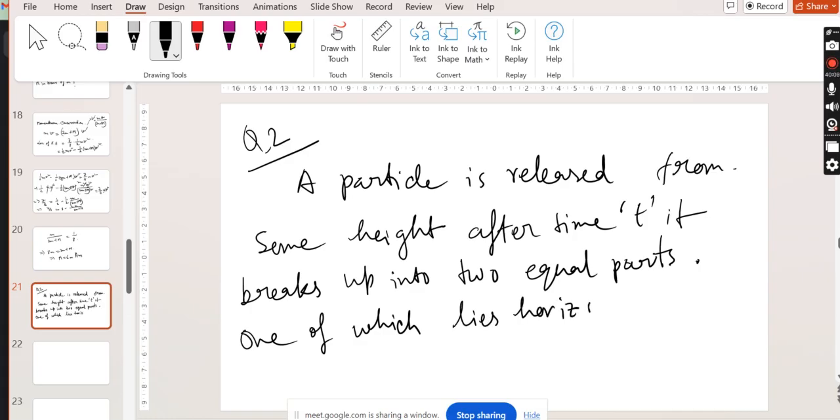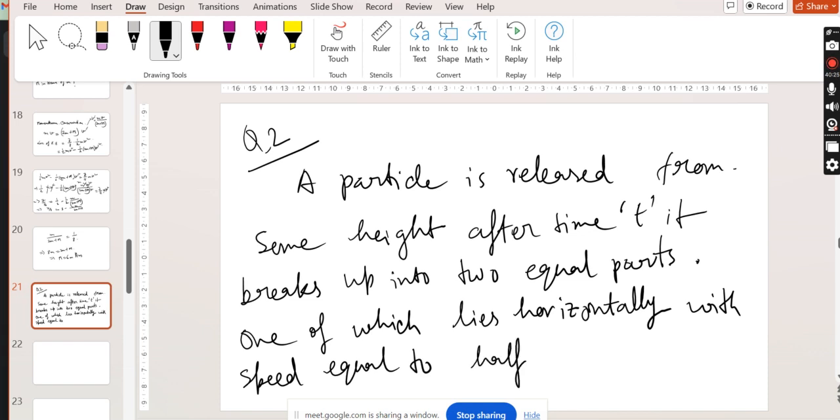Horizontally with speed equal to half of the speed.